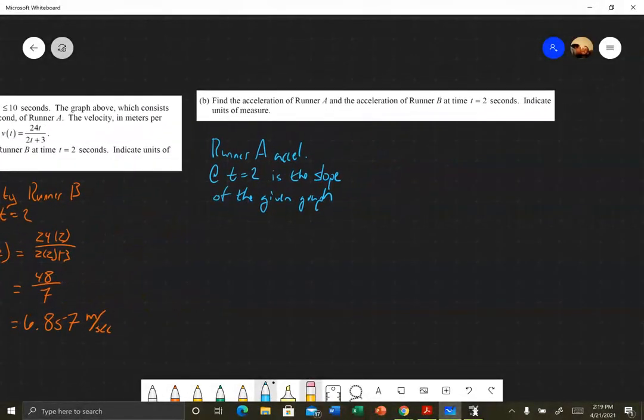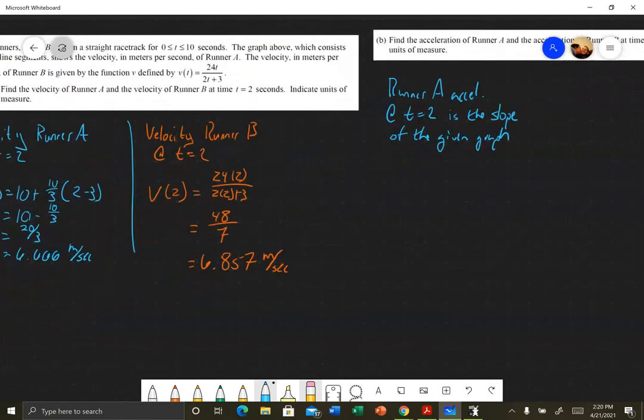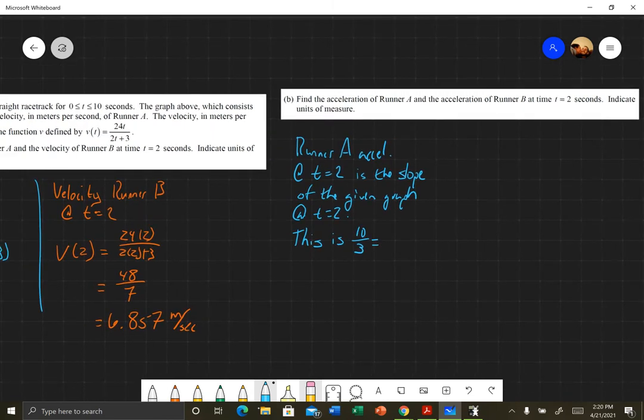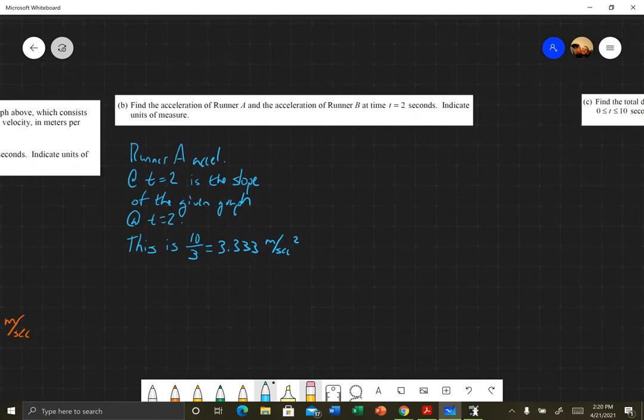And so I'm going to say that at time t equals 2, the slope of the given graph at t equals 2, this is 10 over 3, which equals 3.333 meters per second squared. Okay, remember acceleration, meters per second squared. Now let's talk about runner B. So runner B acceleration.